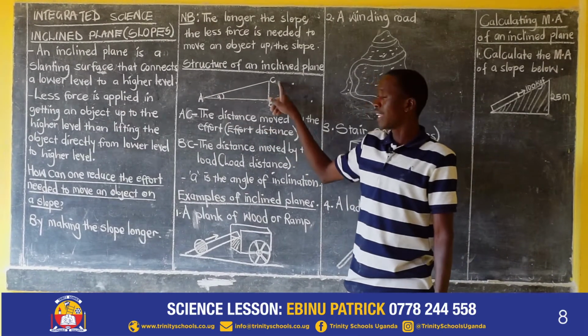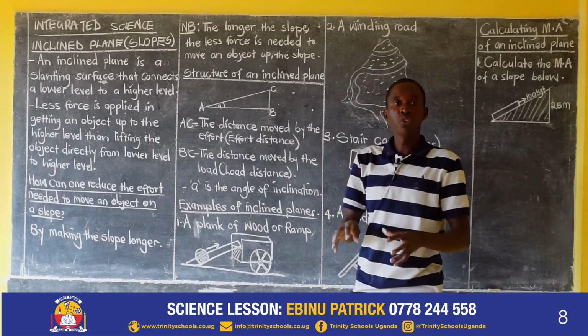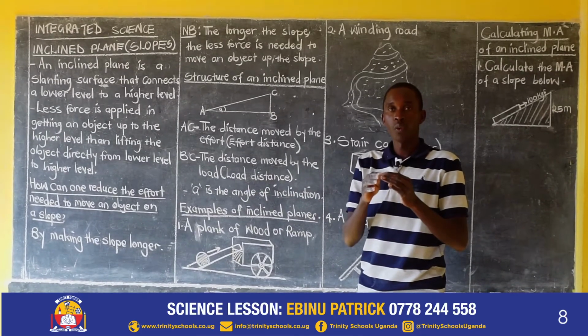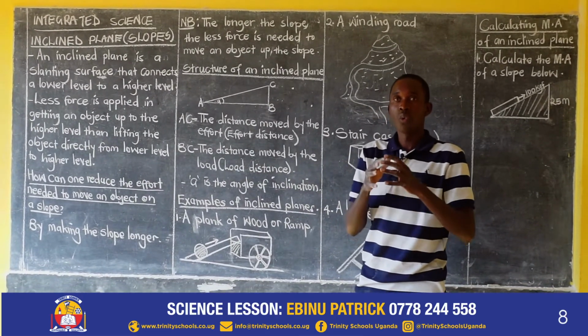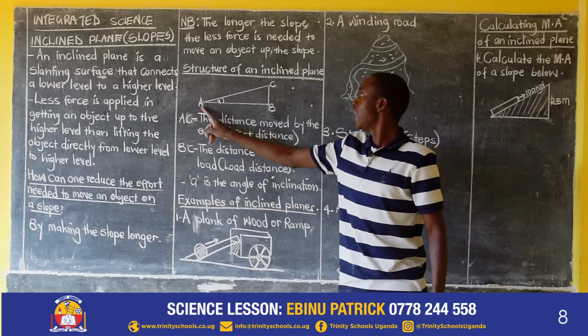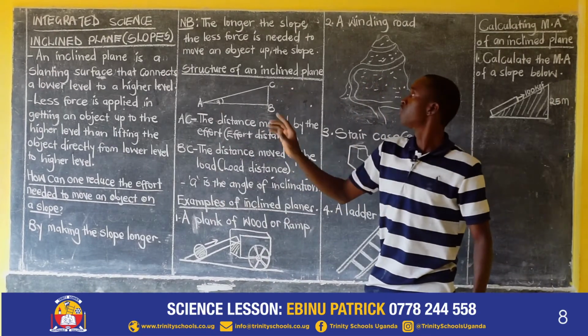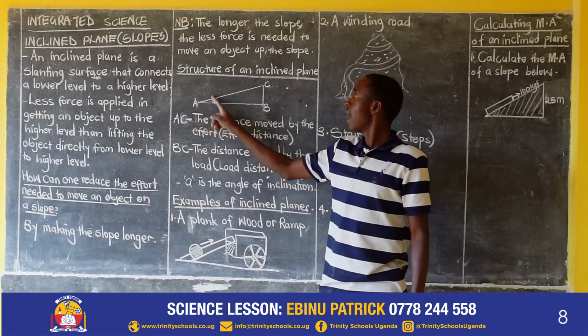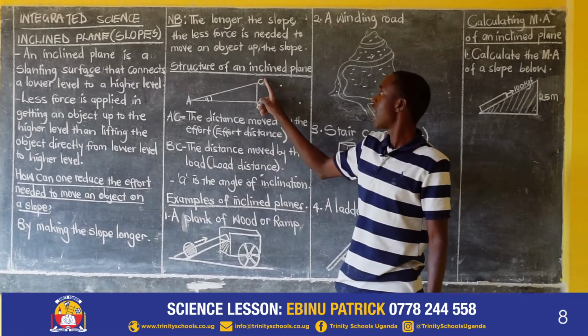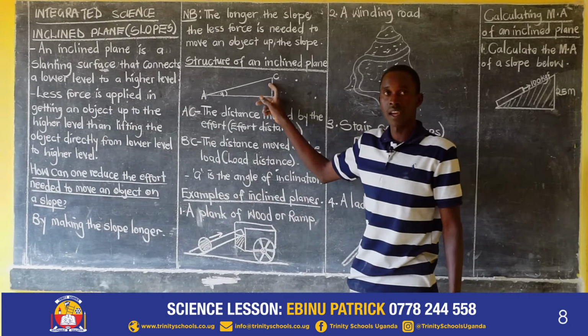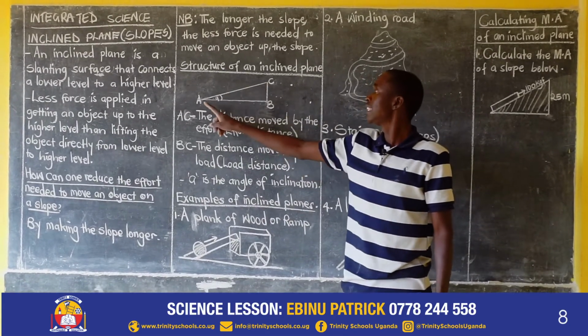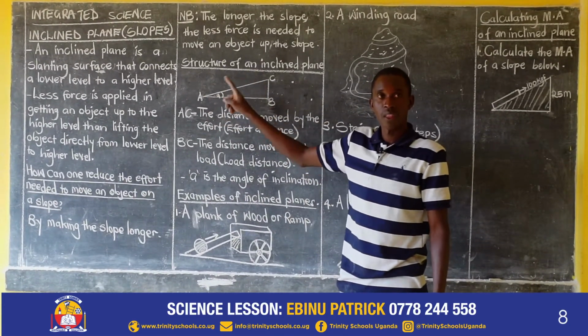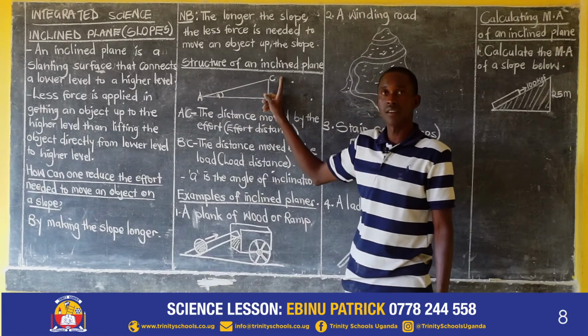AC is the distance where you need to push, where the force will move, where you will push your objects, AC. So when I need to push my object to a higher level, I push it via this slanting surface until it reaches where I need to park it. So AC is the distance moved by effort, the effort distance, AC.